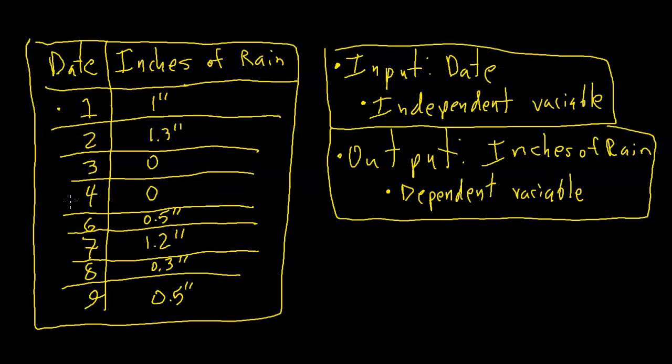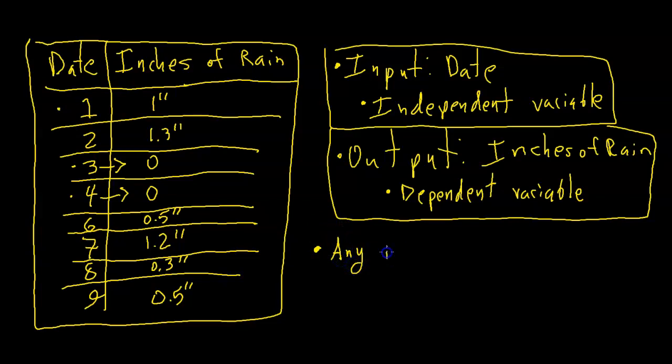So let's look here. On the third of the month, there was 0 inches of rain, so an input of 3 produced an output of 0. And on the fourth of the month, there was also 0 inches of rain, so an input of 4 also produced an output of 0. And that is allowed. But I'll tell you what isn't allowed, and here we're going to write down one of the most important rules of functions. One of the most important rules of functions.